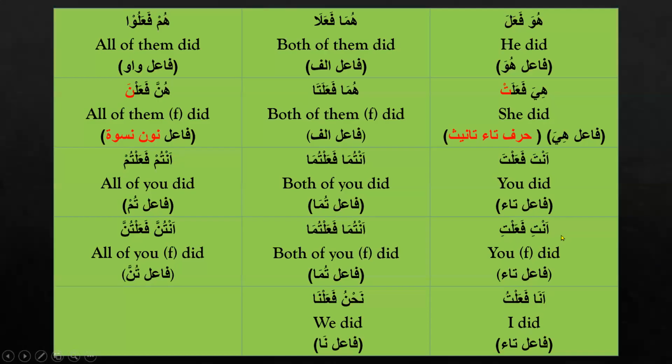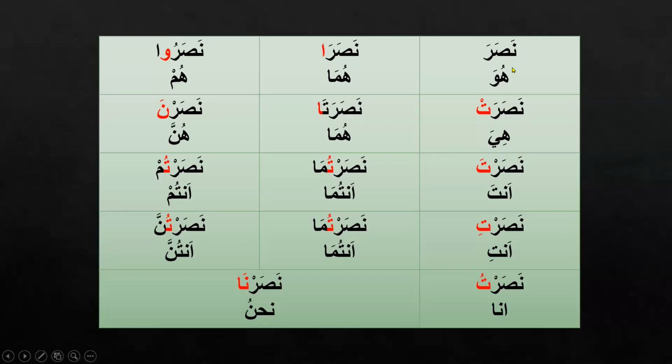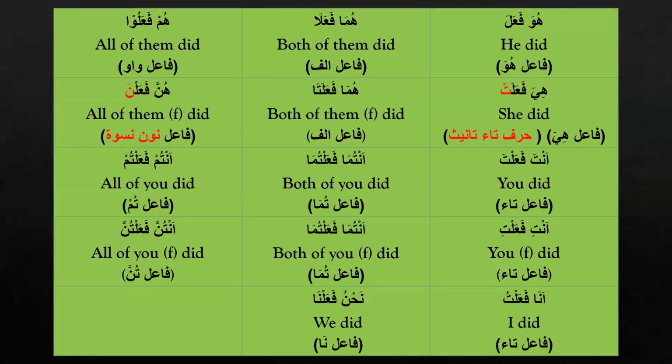All right. You can see here as well. Now this chart is done by using the three root letters fa, ain, and lam. Here Nasara means he helped. Here fa'ala means huwa fa'ala, he did. Here the root letters are fa, ain, and lam. So we can use these damair with fi'l madi to get all the forms of fi'l madi.